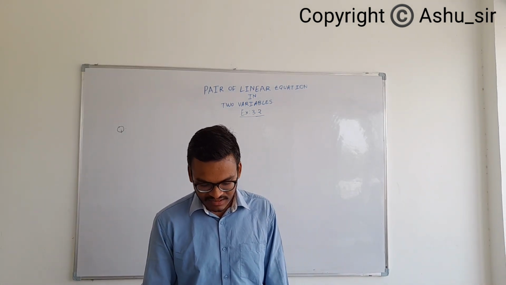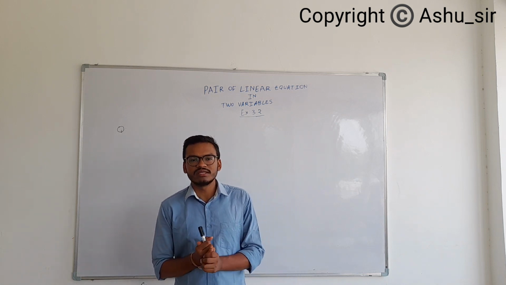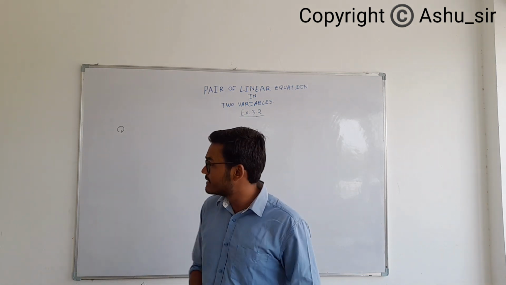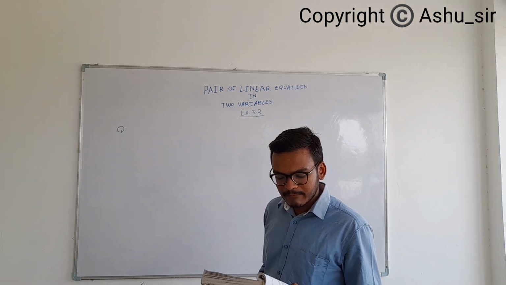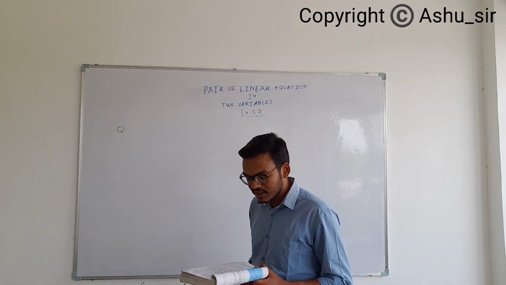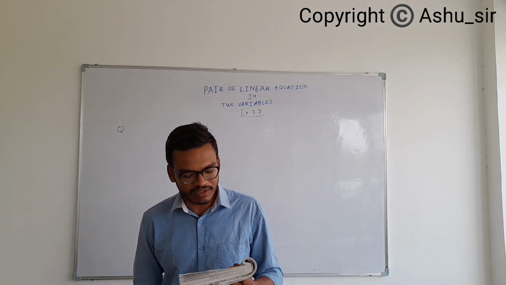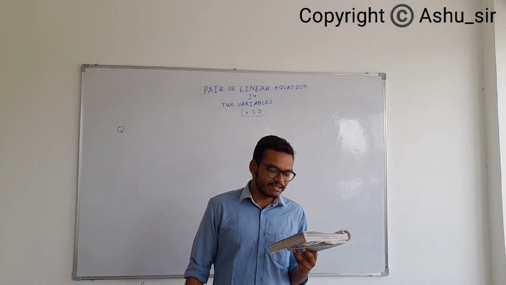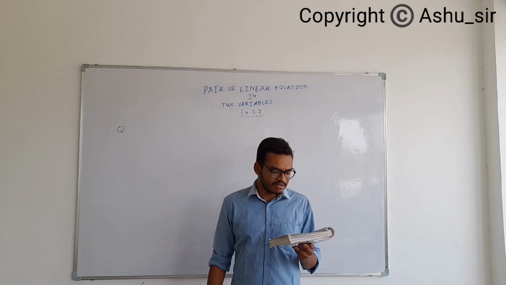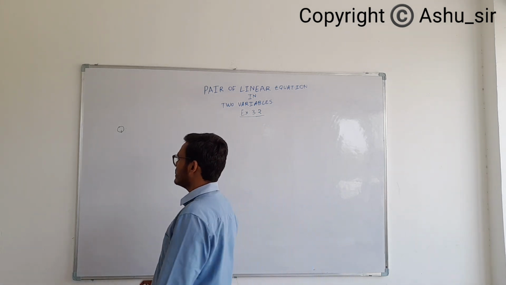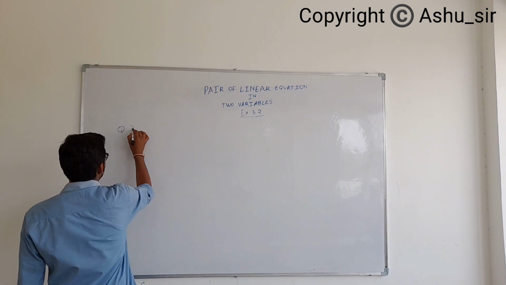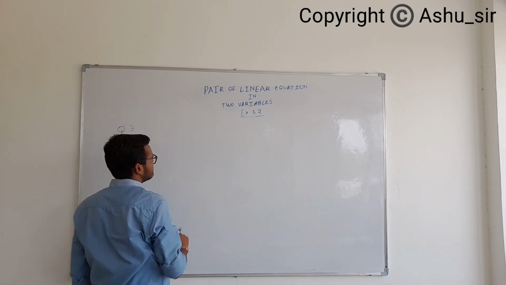Now in this video we are going to see exercise 3.2 question number 3. Question 3 says that on comparing the ratios a1 upon a2, b1 upon b2 and c1 upon c2, find out whether the following pair of linear equations are consistent or inconsistent. ठीक है. So आपको ये बताना है कि ये pair of linear equation है वो consistent है या inconsistent है.